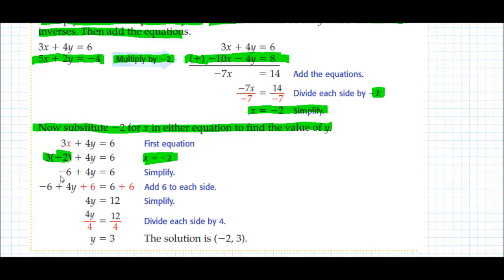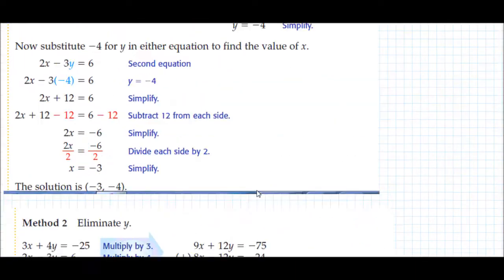We're going to add 6 to each side to get rid of the negative, so we get 4y equals 12. Divide each side by 4, so we're going to get y equals 3. So the solution set is negative 2 comma 3. Let's see if we can do another one.